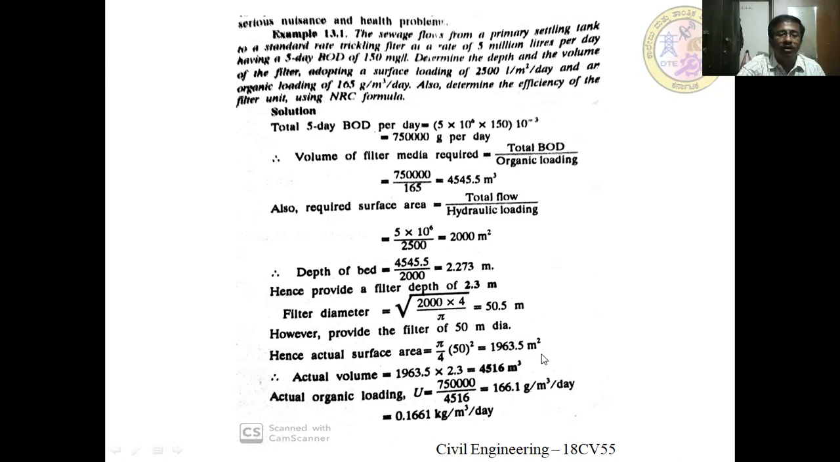1960.5 meters square. So actual volume is area into depth, which gives 4516 meter cube. Actual organic loading equals 166.1 gram per meter cube per day, or in terms of kg, 0.166 kg per meter cube, which is the total or actual organic loading of the trickling filter.